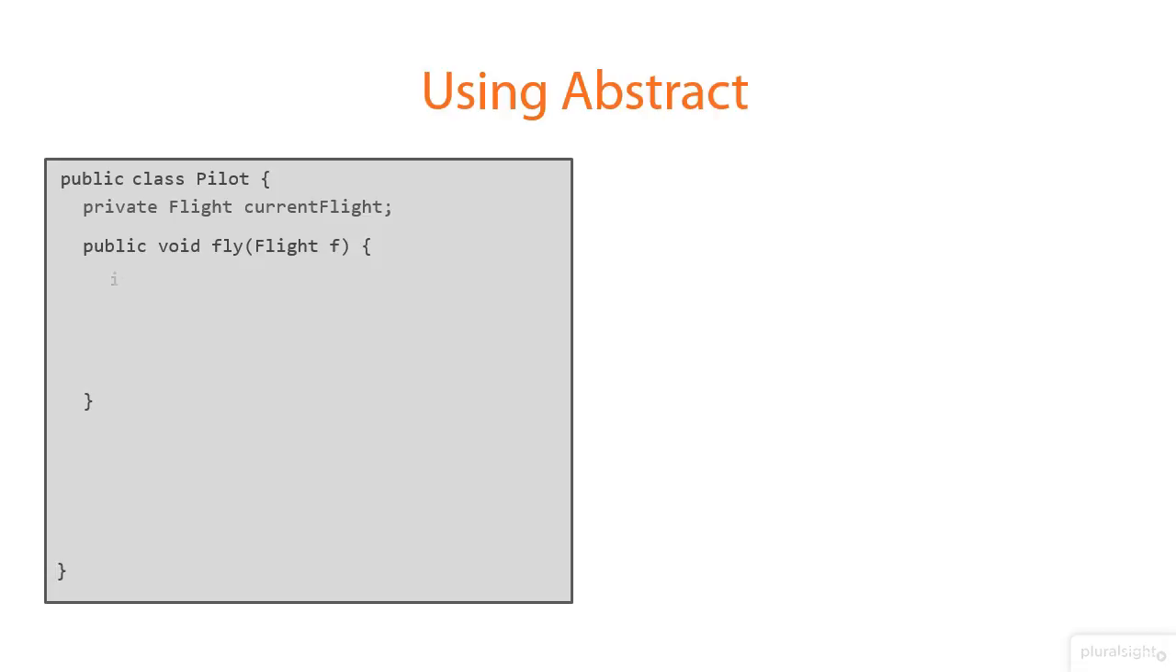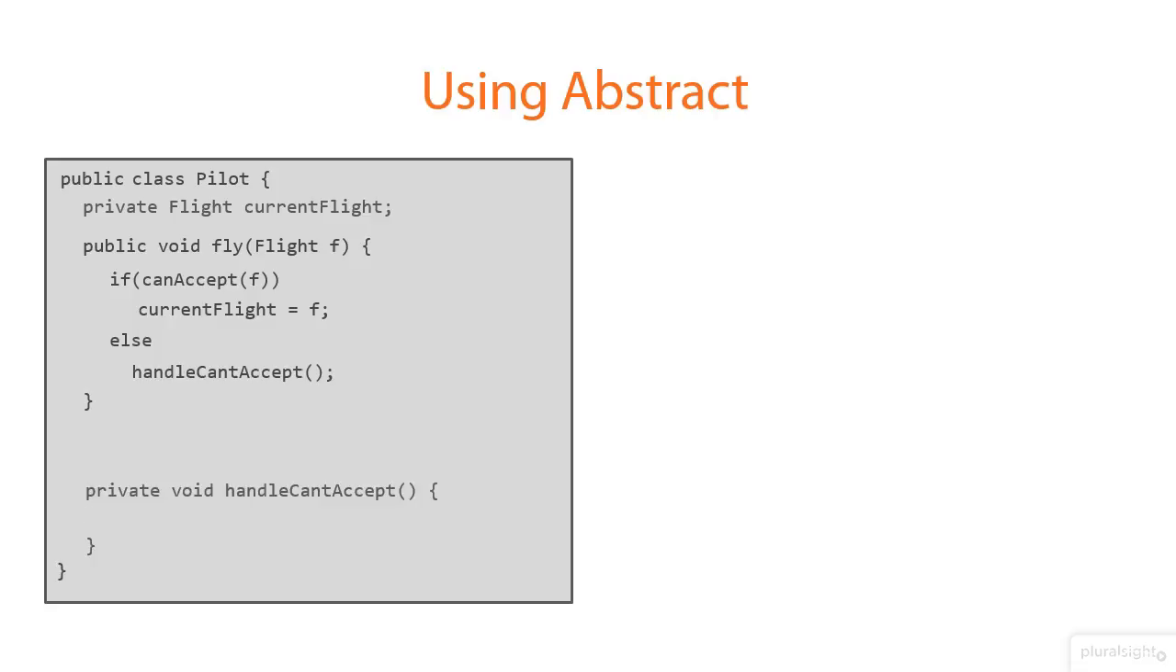And what we'll say is that if the pilot can accept that flight, we'll go ahead and assign the flight to current flight. If they can't, we'll go ahead and handle that case. For handle can't accept, we'll just do what we've been doing, simply printing out a message. But when it comes down to the idea of whether the pilot can accept the flight or not, that's going to depend on what kind of pilot it is. And we want to leave that to the classes that inherit from pilot.